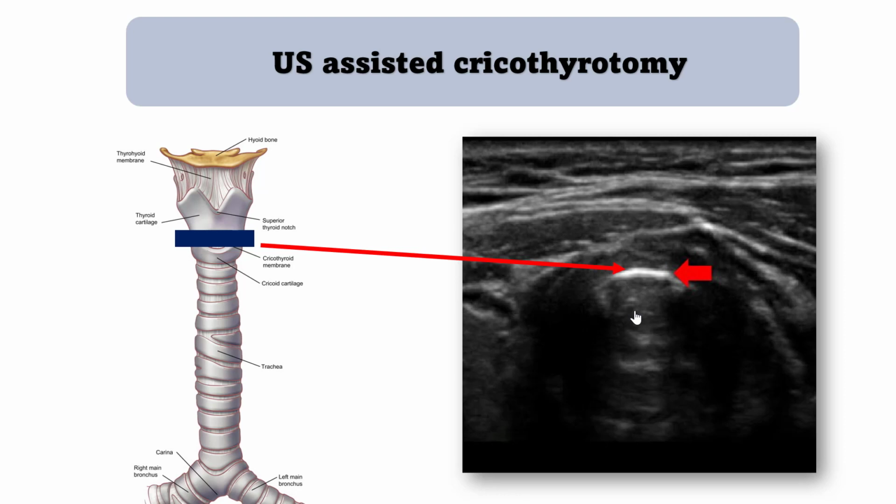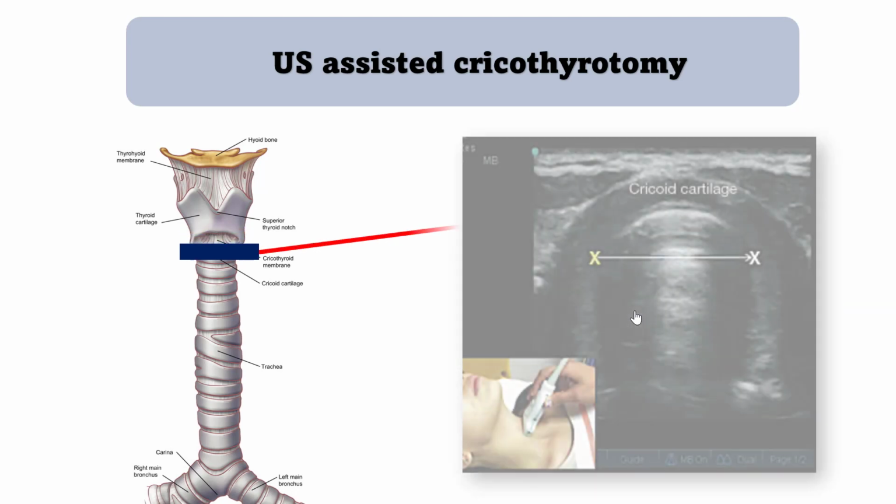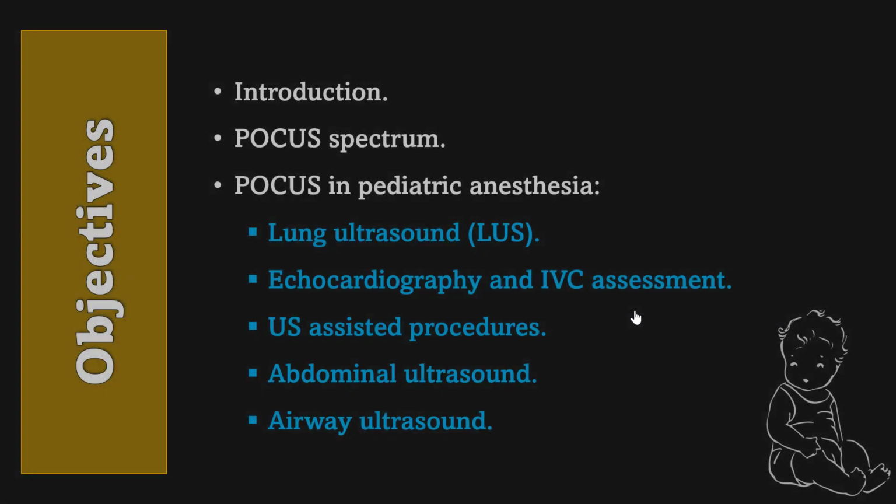This is the thyroid gland. So we can use this area for insertion of the needle. We can use the Duplex to avoid any vessels in this area. If we sweep the ultrasound much caudally, we can see here the cricoid cartilage, and we can use it for detection of the diameter of the cricoid and the diameter of the appropriate endotracheal tube.